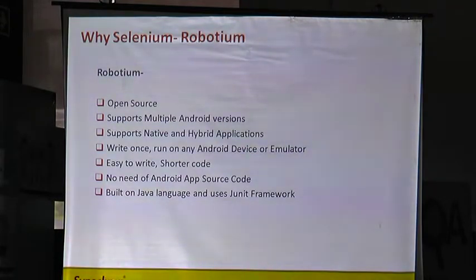One of the best parts is that you don't need the Android app source code. This is a very good feature Robotium has, because if you compare the mobile testing tools in the market like Monkeytalk and other tools, you need the source code if you want to write a test case for that. You need to customize that APK. But for this, you don't need the source code, you just need the APK, and you can start your automation.